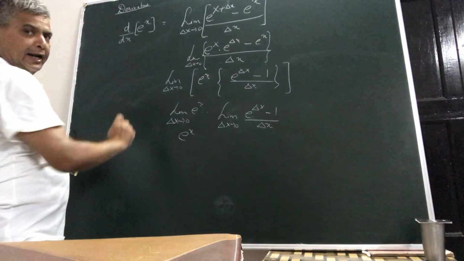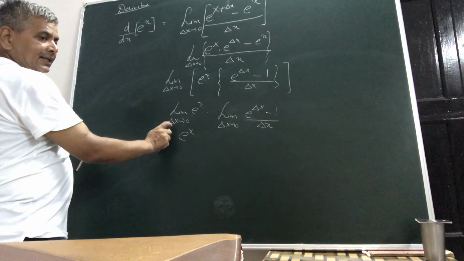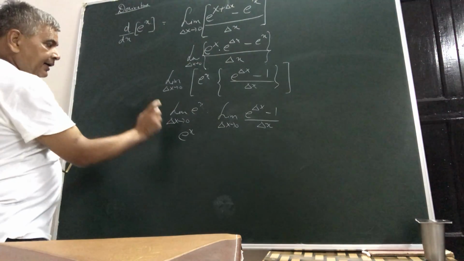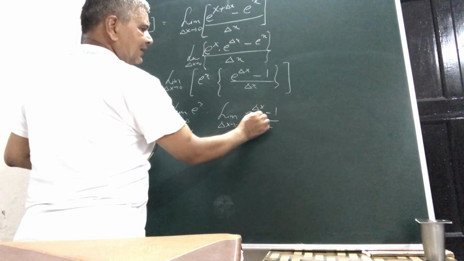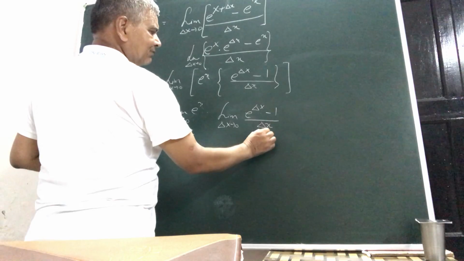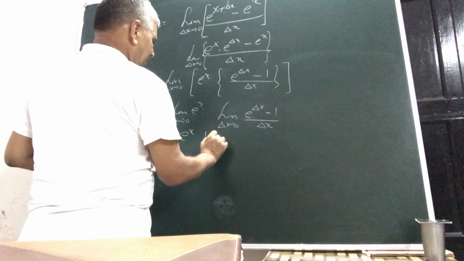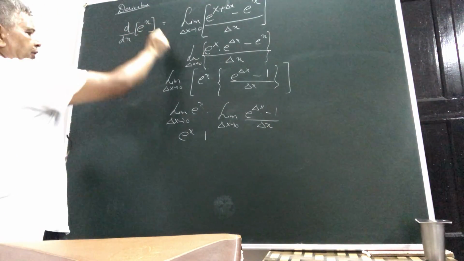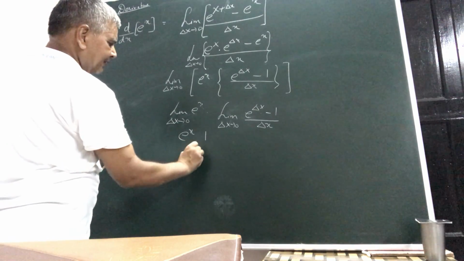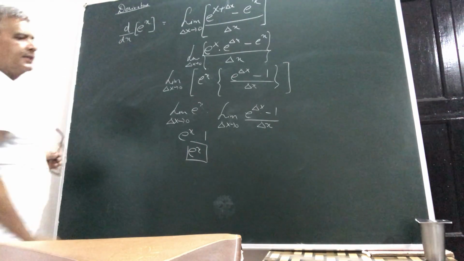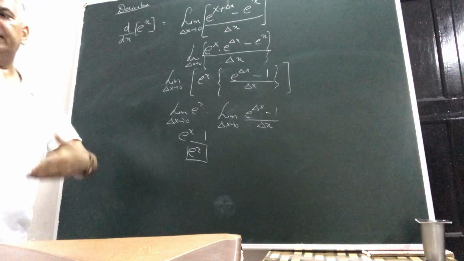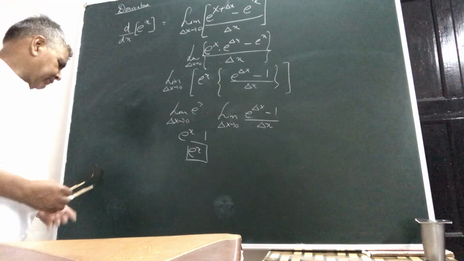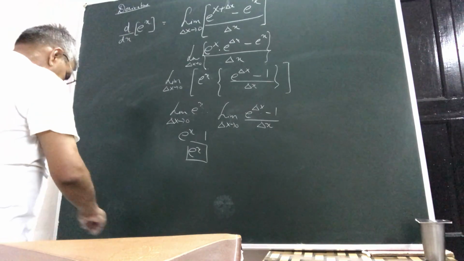You have to be careful enough, because under the limiting condition, what is the variable which is changing? Delta x. Delta x is the variable, and this limit, a raised to power delta x minus 1 upon delta x, is 1, and therefore the derivative of e raised to power x is nothing but e raised to power x. See, this is one good example where the rate of change of a function is the function itself. So this is one thing which you need to understand.